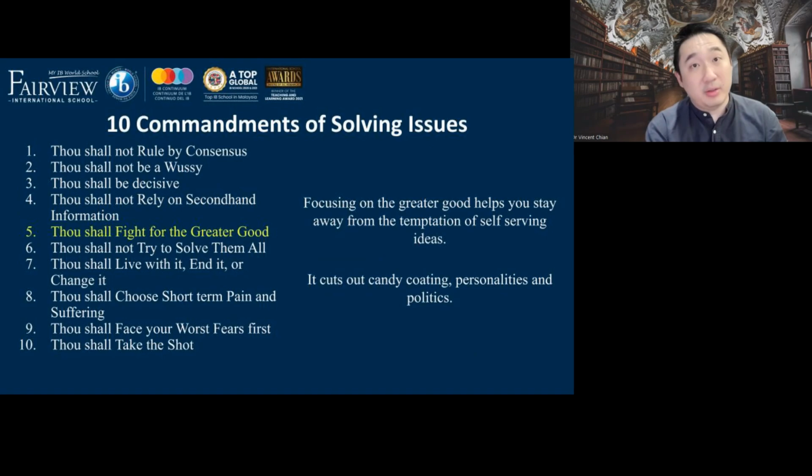Thou shalt fight for the greater good. Now, this is hard. Focus on the greater good, not what's best for you, not what's best for somebody else, not what's best for the department. Fight for the greater good. This helps you stay away from the temptation of self-serving ideas. It also helps stay away from things like fragmentation of organizations. It cuts out candy coating, personalities, and politics, because people can easily say, well, I think the best thing for this department is something else, and they can fight you down on it.